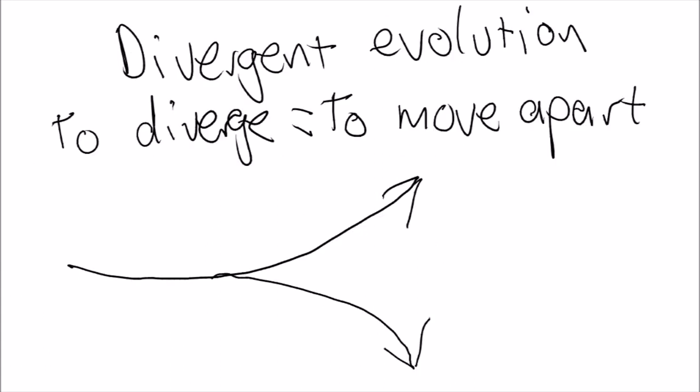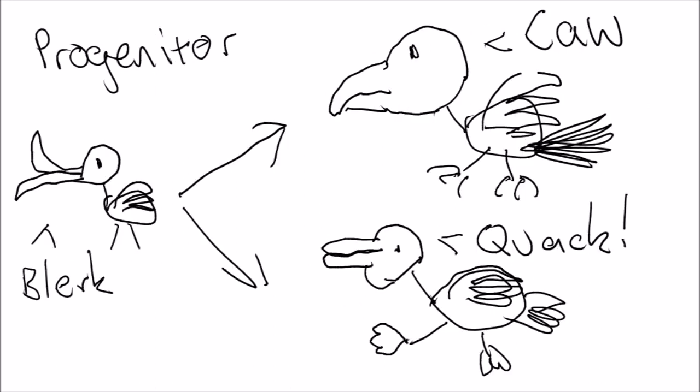The opposite to convergent evolution is divergent evolution. As the name suggests, it is the opposite of convergent evolution. Divergent evolution refers to species which share a common ancestor but evolve to have different structures.